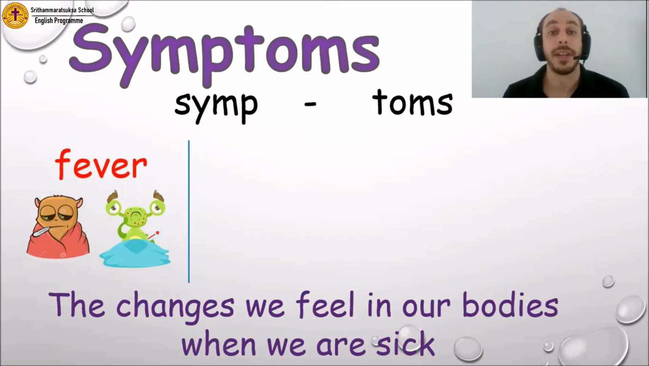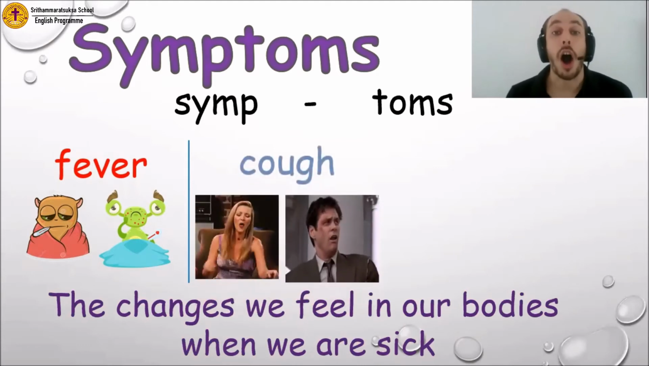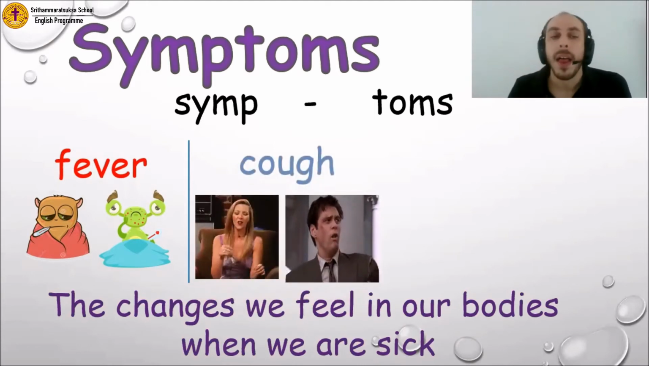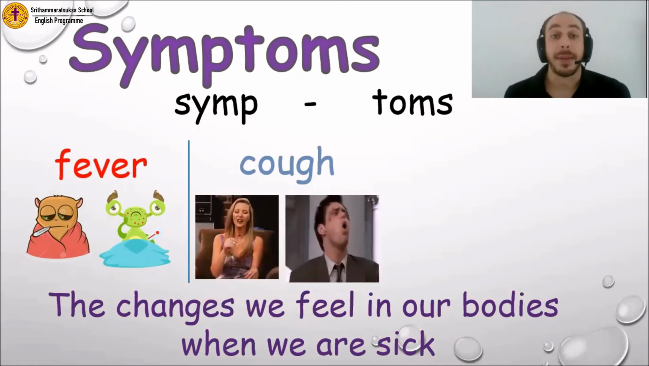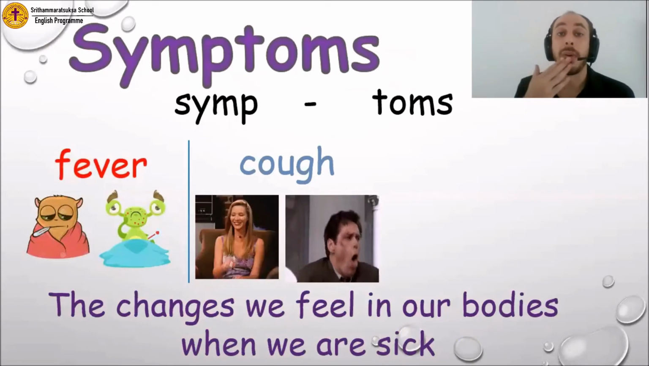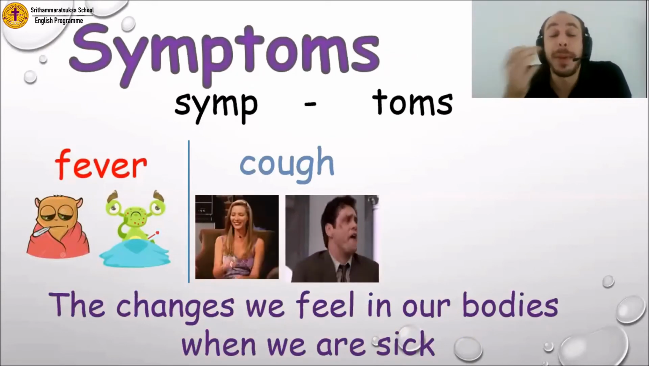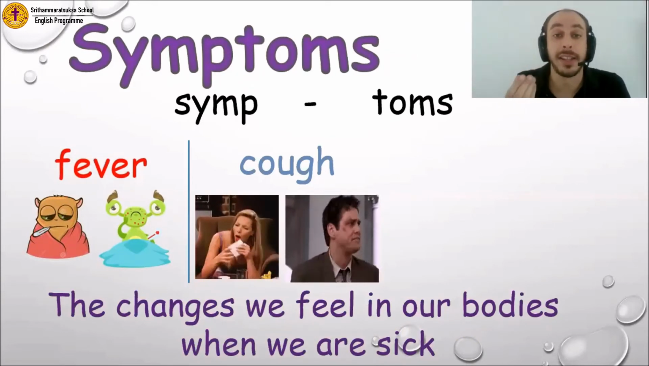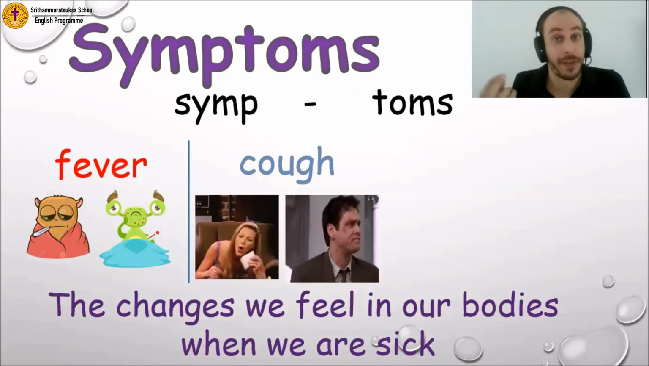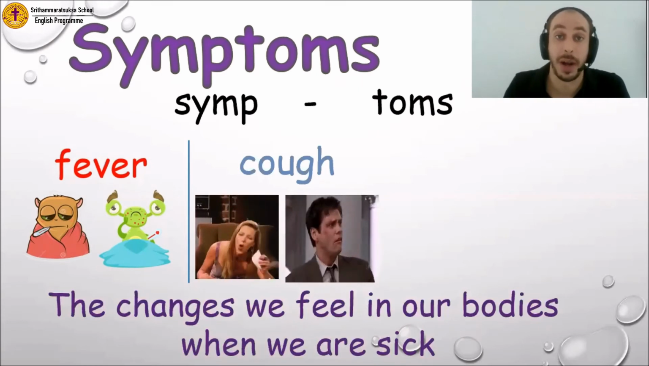Another symptom of COVID-19 is coughing. This is a really bad symptom to have because it helps spread the virus. Okay, when we cough, spit can come out, and in the spit is where the germs or the virus can live and spread to other people.